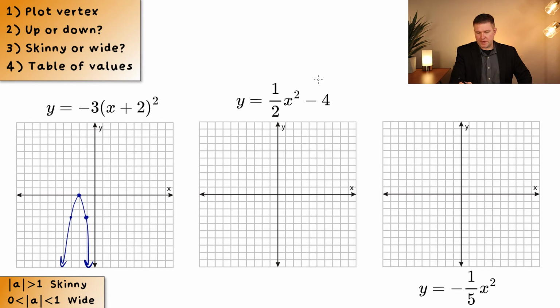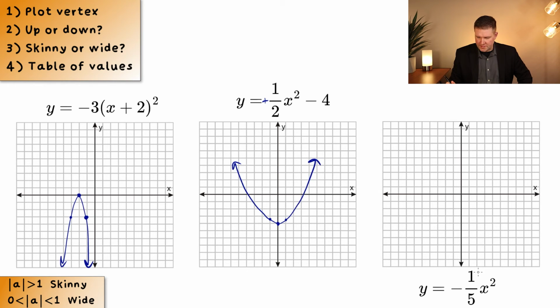Now, if we look at the second one, there's no horizontal shift, so h equals 0. But there is a vertical shift, it went down 4. So down 1, 2, 3, 4. And then if we go up a half and over 1 in either direction, that'll give us a basic idea. It is right side up because it is positive, and then because it's a fraction, it's wider than usual. So we've got something that looks basically like that.